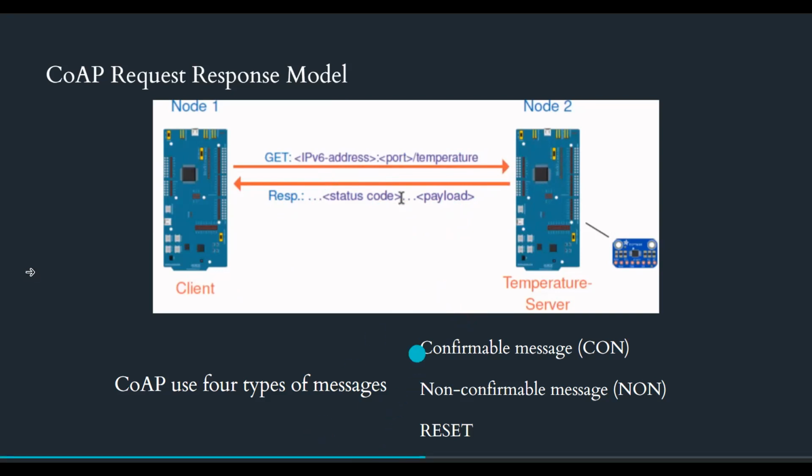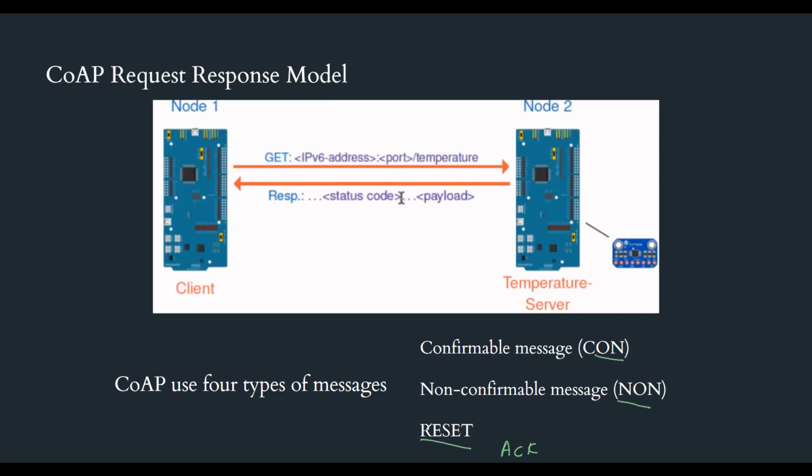CoAP communication can basically happen using 4 types of messages. The 4 types of messages are the confirmable message, which we call CON, then the non-confirmable message, which we call NON, and then reset. Reset means we totally reset the communication between the client and the server, so we restart the communication link. The 4th type is the ACK message type, right?